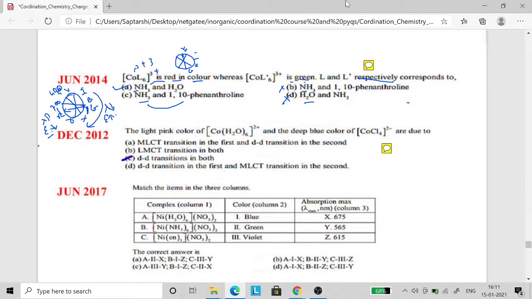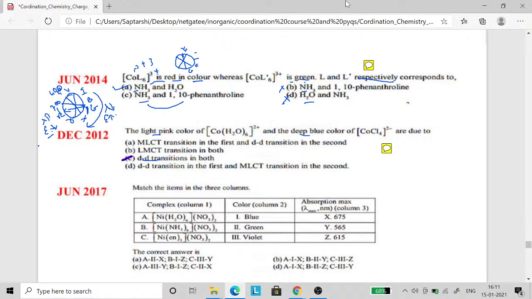Okay. So now we see the next question. The light pink color of [Co(H2O)6]2+ and the deep blue color of [CoCl4]2- are due to... light pink and deep blue. Okay, so light pink can be due to d-d transitions, and over here it's saying that deep blue is also due to d-d transitions.